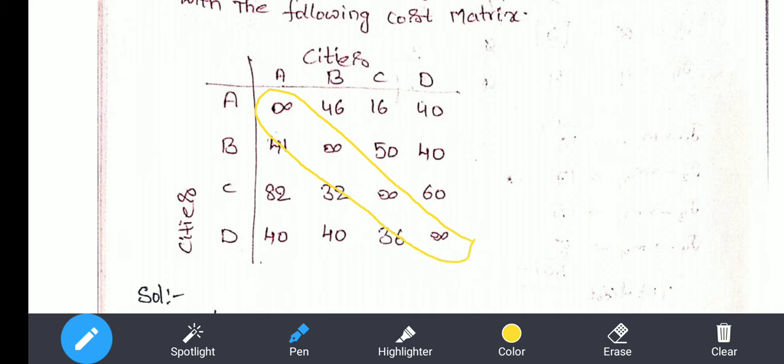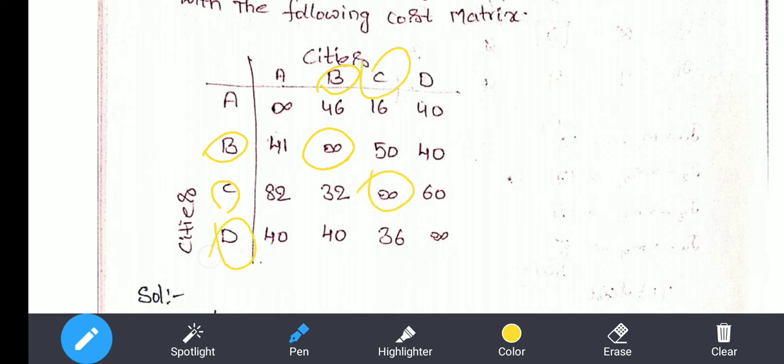In the problem you can observe that infinities will be given in these positions. Why will these infinities be given? If the person is visiting from city A to city A, visiting the same city will not be allowed. If it is visiting the same city, the cost will be considered as infinity. In city B also, from B to B visiting will be infinity. From C to C the cost will be infinity. From D to D the cost will be given to you as infinity.